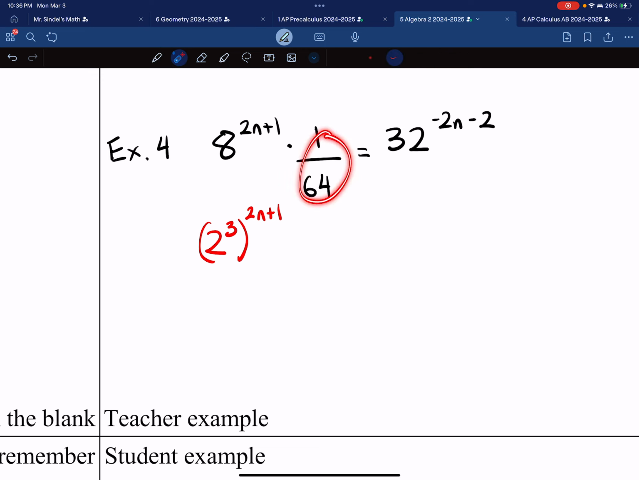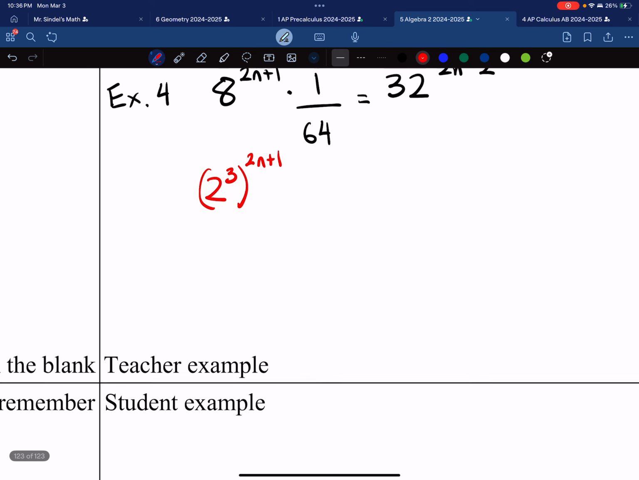I also need this one to be a base of 2. If you're not sure how to get there, you can always do some scratch work and erase it. That's what mathematicians do all the time. 2 to what power gives me 64?